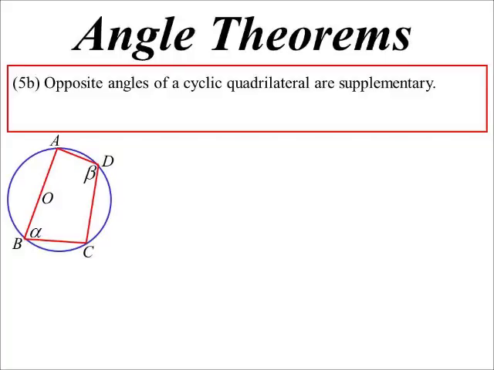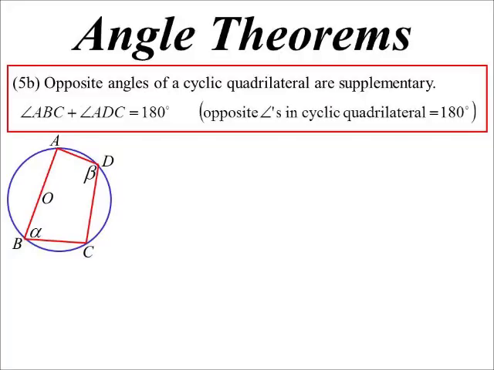So in this case, alpha and beta would add up to be 180. So if I was going to use that, ABC plus ADC, simply that. Opposite angles in a cyclic quadrilateral equals 180. Let's go and prove it.